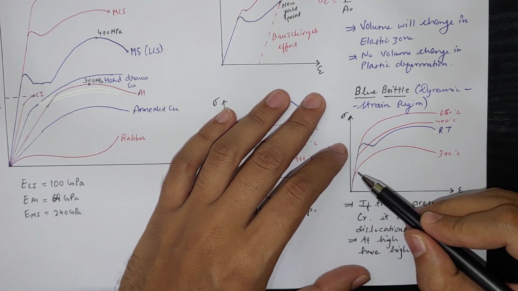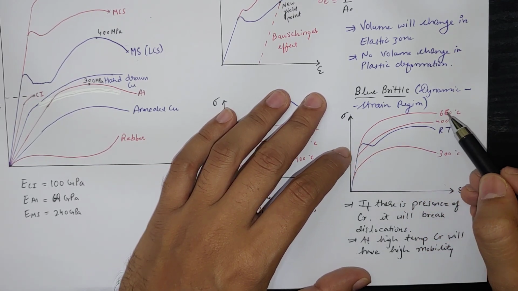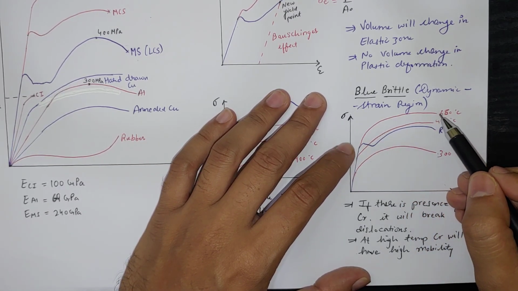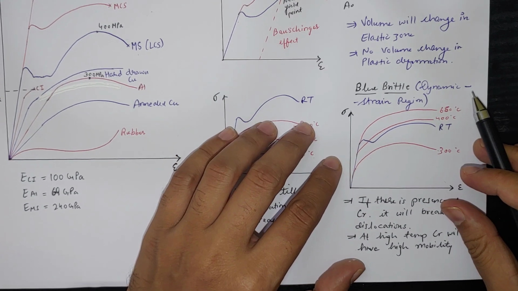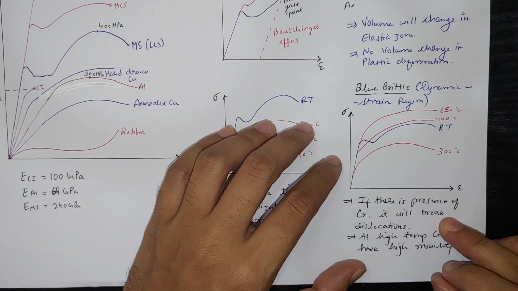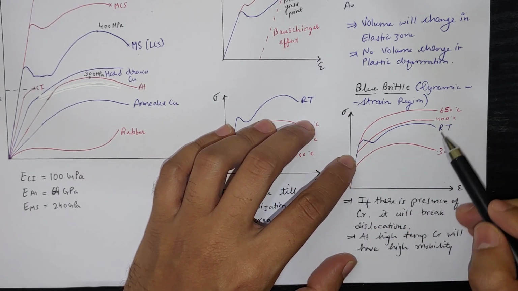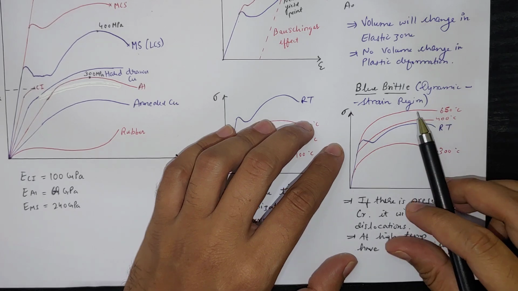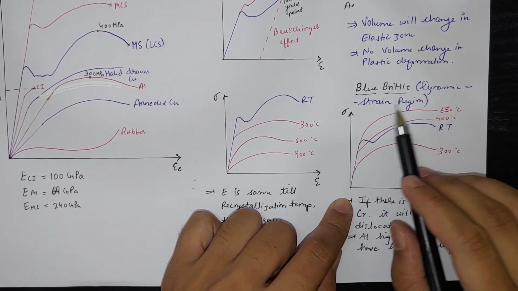So after 300, at 400, its strength will increase further up to 650 degrees Celsius. The material strength will increase, and then on further increasing, its strength will start reducing. So this effect is because of the chromium presence in the material. From 300 to 650 degrees Celsius, its strength increases, and in normal material its strength decreases. So this is called the dynamic strain regime.